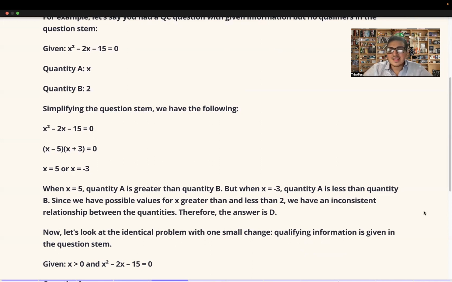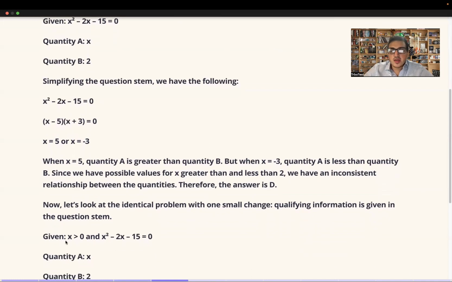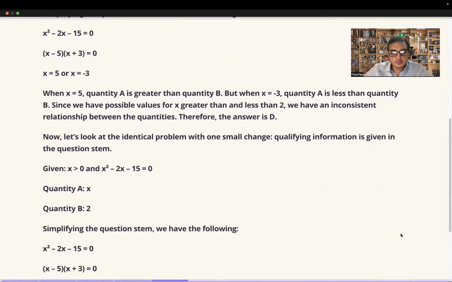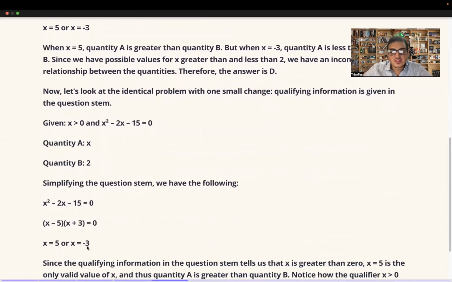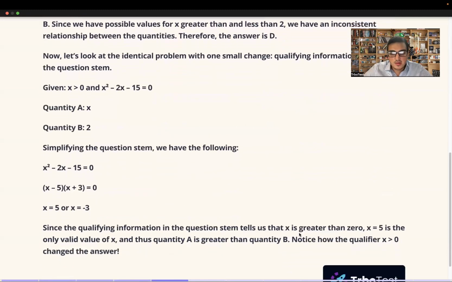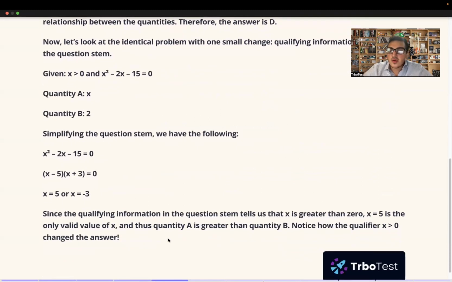Now let's take a look at an identical problem, but we're going to make one small change in that we will mark x greater than 0 as the qualifier. Because we know x is greater than 0, we know that x equals negative 3 is not applicable. Since the qualifying information in the question stem tells us that x is greater than 0, x equals 5 is the only valid answer, and thus quantity A is greater than quantity B. Notice how the qualifier x greater than 0 changed the answer.